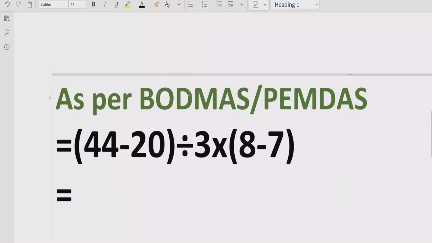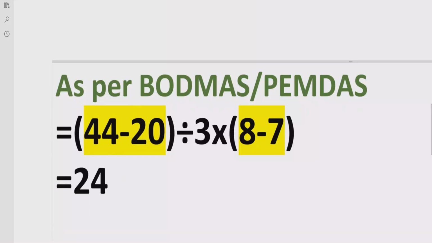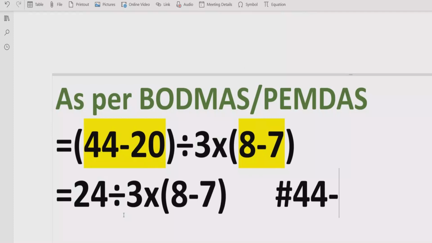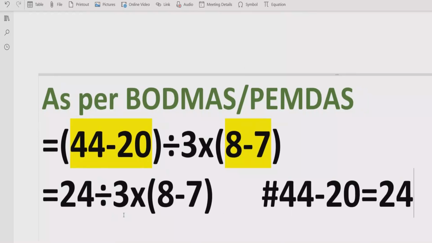According to the BODMAS and PEMDAS rule, first of all, we have to solve the bracket. Inside, we have two brackets. One is this one, another one is this one. So what we have to do, we have to solve the first bracket, which is 44 minus 20. So it becomes 24, divided by, we will write here as it is, multiply by 8 minus 7. We have to write as it is. And here we have to give the reference: 44 minus 20 equals 24.